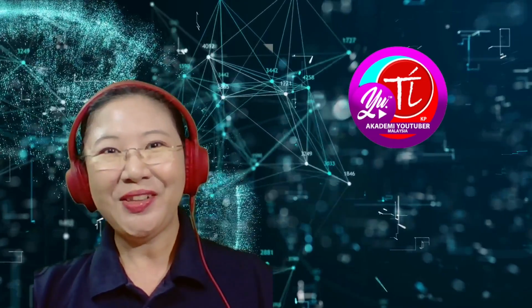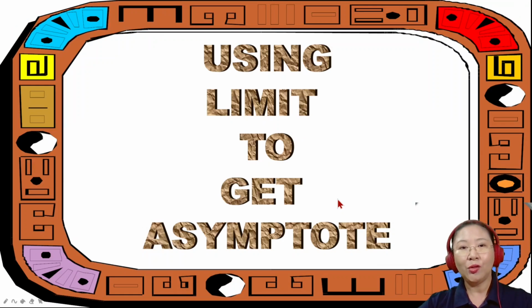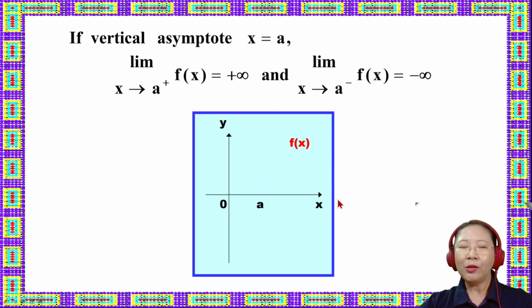Let's get to the topic. Today's lesson is going to be about curve sketching using asymptote. Before I can do that, we need to know how to use limit to get this asymptote. I will start with vertical asymptote.